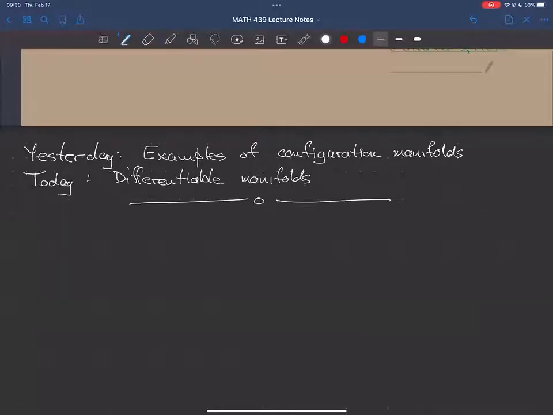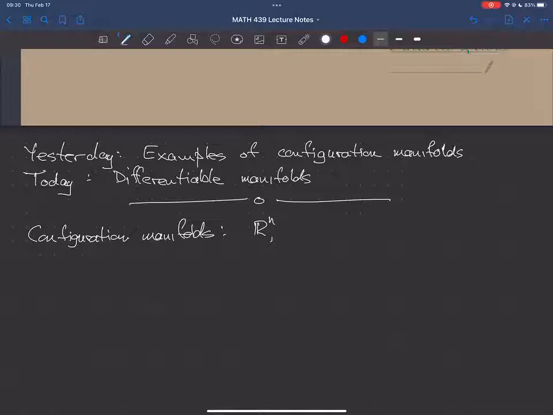Okay, good morning. Last time in our first lecture, we looked at very simple examples of configuration manifolds. And we saw that certain kinds of things came up. So we had very simple examples where the configuration manifold was Euclidean space. It was R3 in the example, but Rn, let's say.